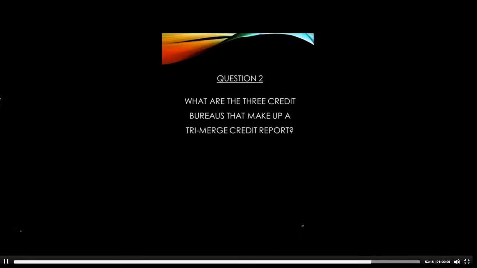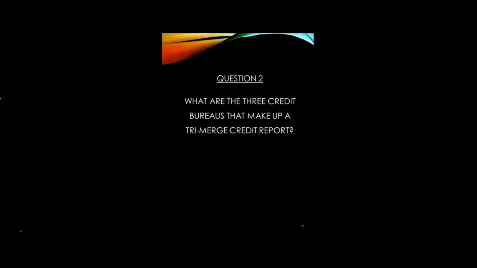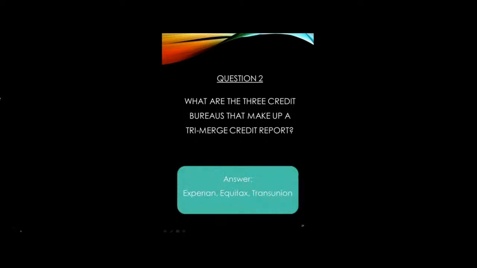Question 2. What are the 3 credit bureaus that make up a tri-merge credit report? Okay, the answer is Experian, Equifax, and TransUnion.